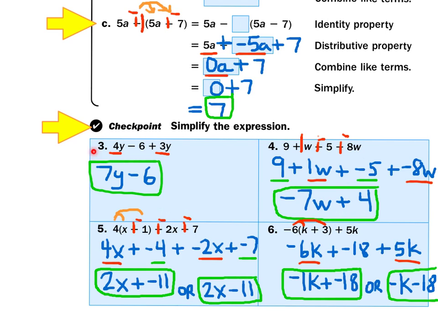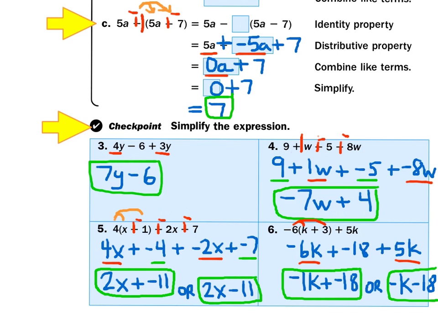Okay, take a look at the checkpoint, simplifying the expression. Look at number 3. I have 4y minus 6 plus 3y. So I see that the 4y and the 3y, they match. They both have y's. So 4y plus 3y gives me 7y. And then I just copy the minus 6. Now I could have added a line and changed the sign in front, but it means the same thing. 7y minus 6.